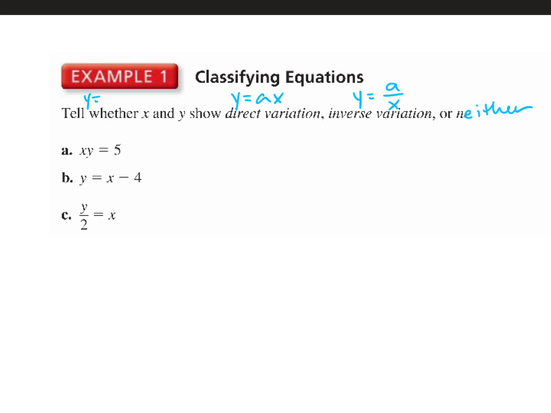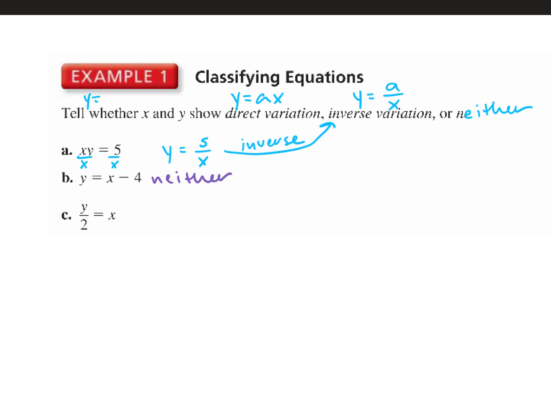So for a, how would I get this to be y equals? Divide x. We want to move that x to the other side. So y is equal to 5 over x. If we're dividing x, which one does that match? Inverse variation. For b, it's already y is equal to. So y is equal to x minus 4. Does this match either one of these? So that would be neither.